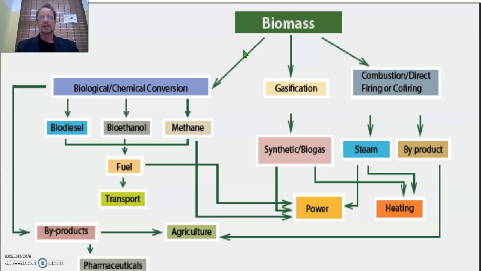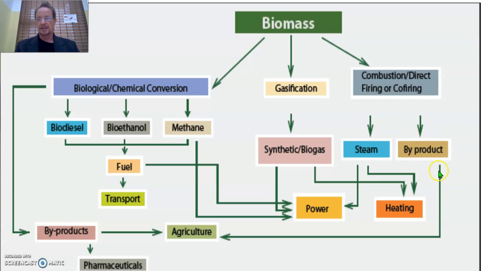Let's see what we can do with the biomass. We have the biological and chemical conversion. We have the gasification, and we have the easiest way, the combustion. With combustion, you just burn the biomass, and out of that you can make steam, and it goes to the generator, and you are producing electricity.